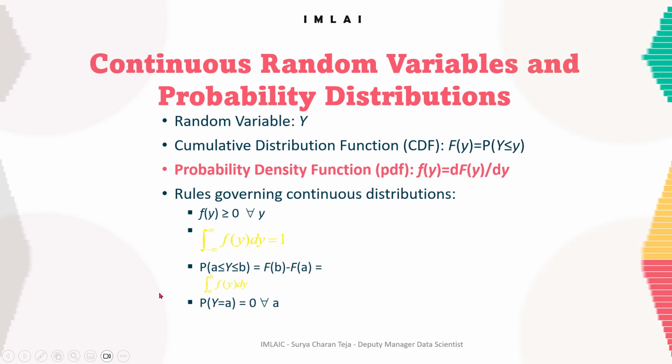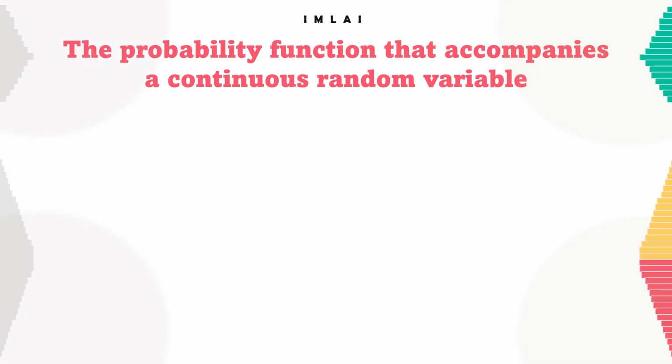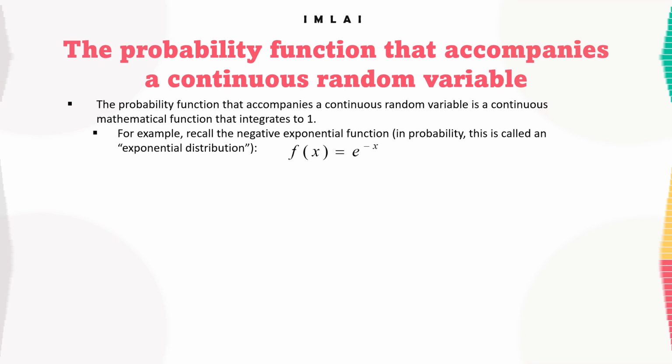So that's F of b minus F of a. Then the probability of y equal to a is 0. Then the probability density function that accompanies a continuous random variable: the probability distribution of a continuous random variable is described by its probability density function, PDF, which is denoted by small f of y. So the probability function that accompanies a continuous random variable is a continuous mathematical function that integrates to 1.